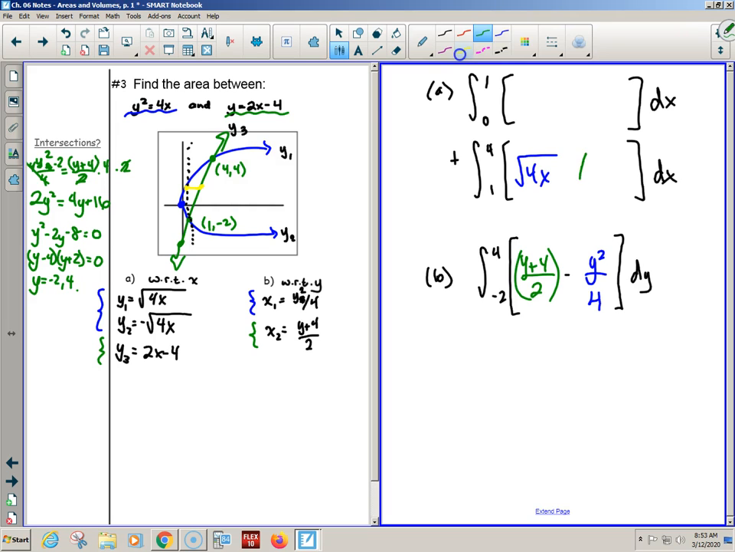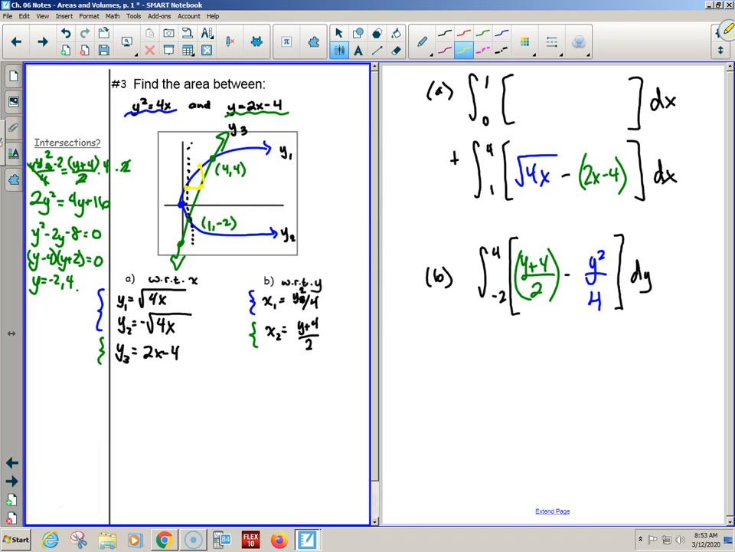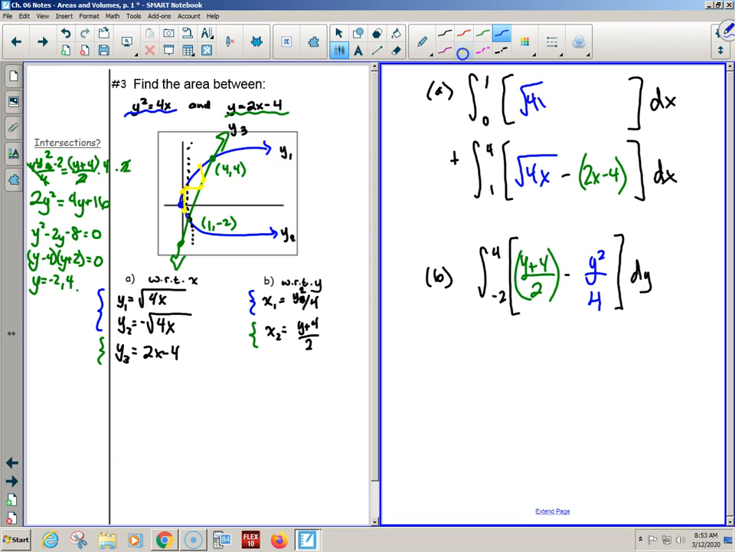Why do I only have it happening from there to there? Just check it. What's on top? What's on bottom for this little portion? I have the positive square root minus the negative square root for just a little itty bitty bit right before that intersection. Oh my goodness, which one looks easier to solve? But guess what, both of them are going to end up equal.